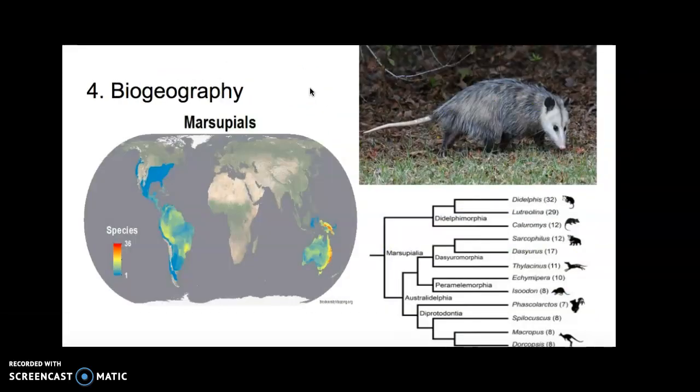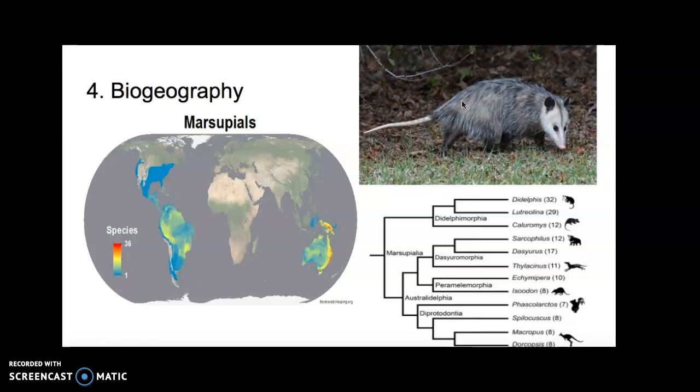Biogeography is another piece of evidence for evolution. So there's this little guy called Didelphis virginiana, and you've probably heard of this organism. This is the Virginia opossum, and we have quite a few of them around here, where you live right now, in Massachusetts, where I live.